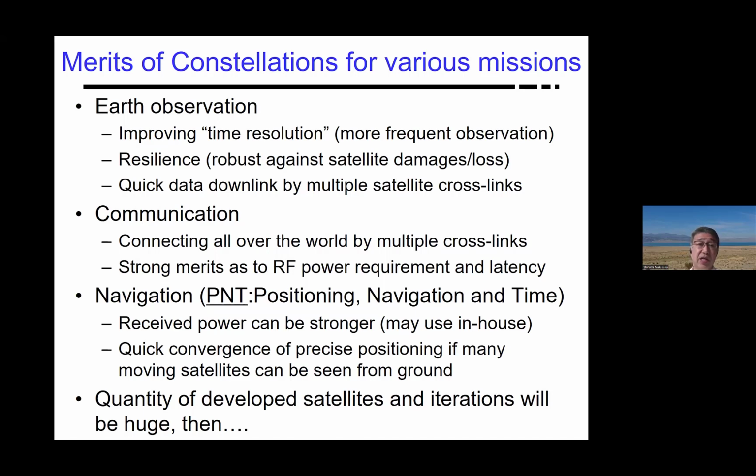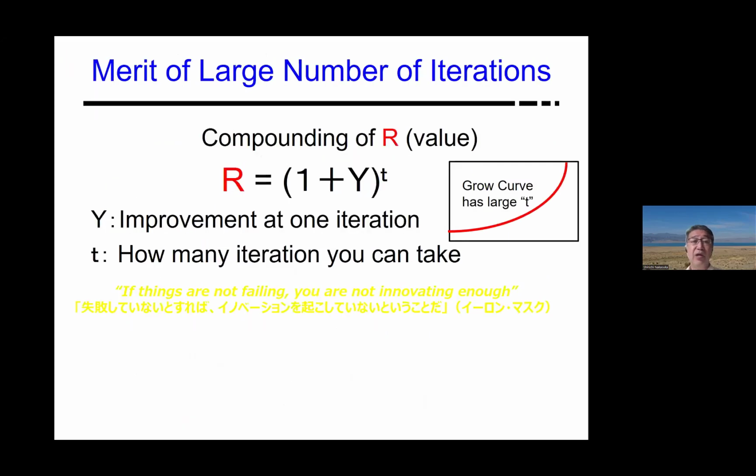And these are the high time resolution type of merits, but we also have another type of merit, that is, the quantity of developed satellites and iteration will be huge. Then we have a very good merit of the number of iteration. So this R means a kind of improvement of the performance or reliability. It can be a kind of 1 plus y to the power of t.